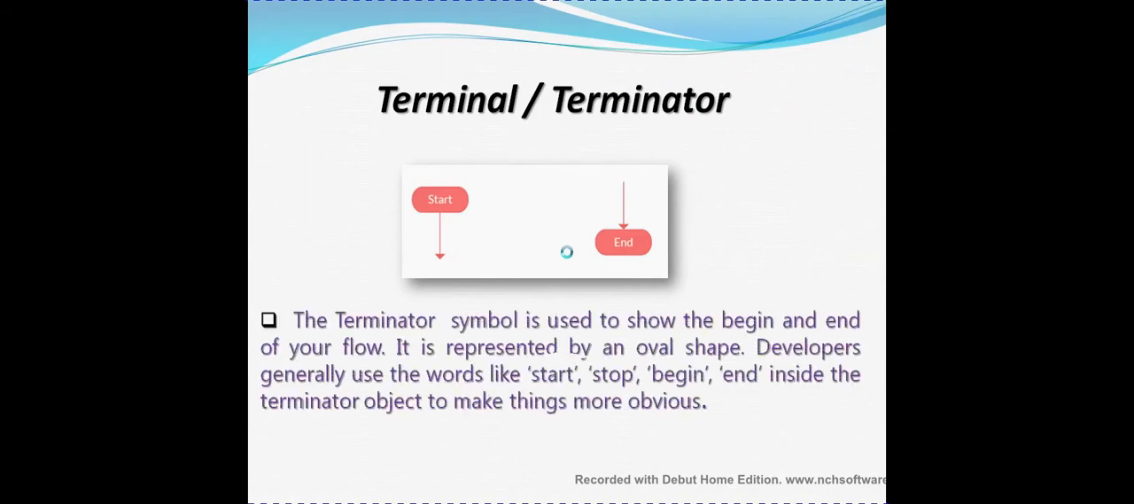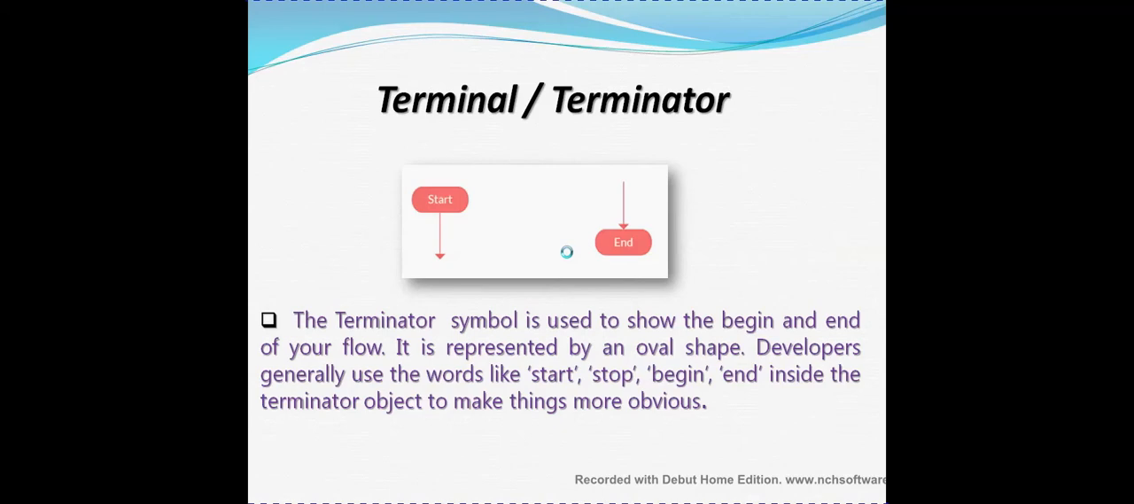Now let us start with the first symbol used in a flowchart, which is the terminal or terminator. Here you can see the images. The terminator symbol is used to show the beginning and end of your flow. It is represented by an oval shape, a type of rectangle with both sides bent like an oval. Developers generally use words like start, stop, begin, end inside the terminator object to make things more obvious. Actually, these are the start and the ending shapes.